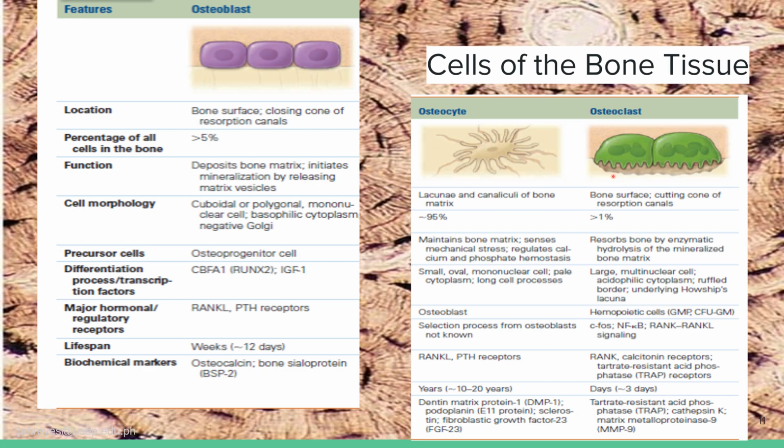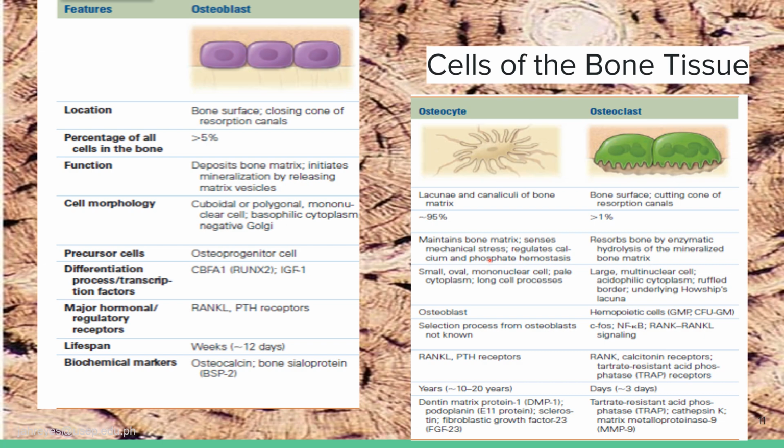In terms of percentage, the majority of the cells are composed of osteocytes, and then osteoblasts, and then osteoclasts. By their names, osteoblast and osteoclast, you can deduce their function: the osteoblast is mainly responsible for mineralization, while the osteoclasts are responsible for hydrolysis of the mineralized bone matrix. And the osteocytes maintain the bone matrix.